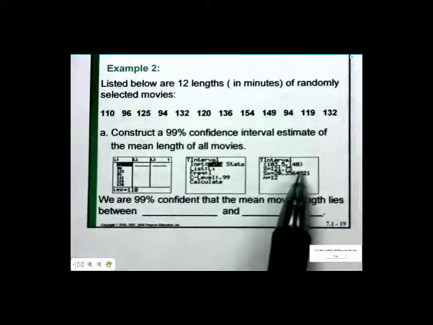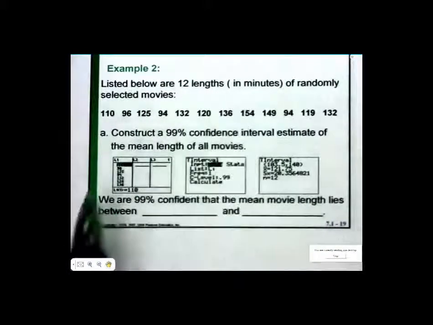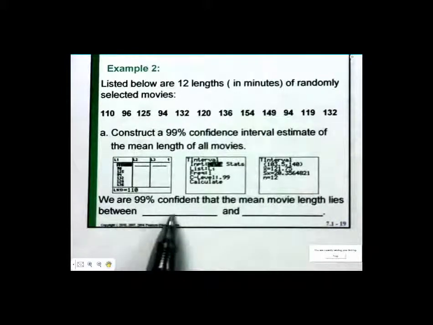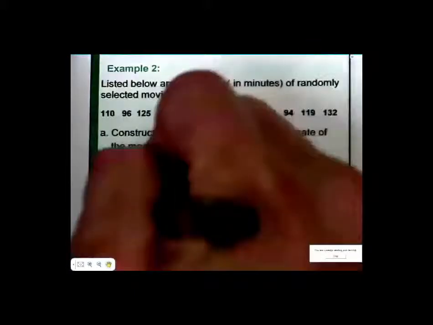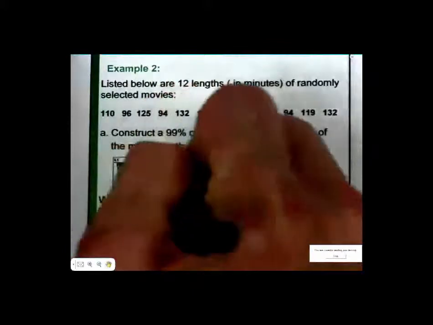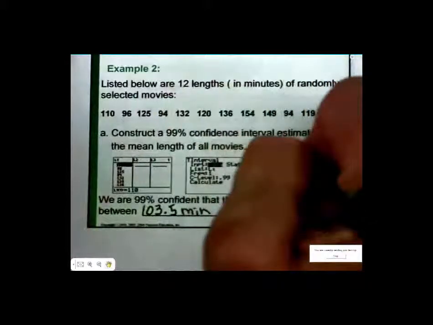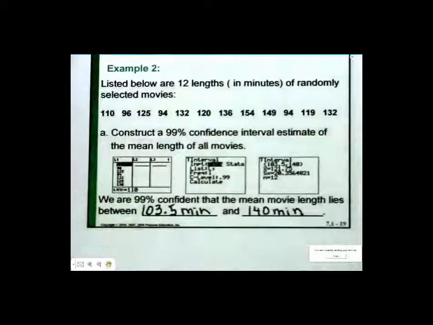So based on this sample, we're 99% confident that the mean movie length, or most folks would just say average, but that's not a statistical word, lies between 103.5 minutes and 140 minutes. Now, that's over a half hour spread. The long movie is 37 minutes longer than the short movie, so that's a pretty big variation.